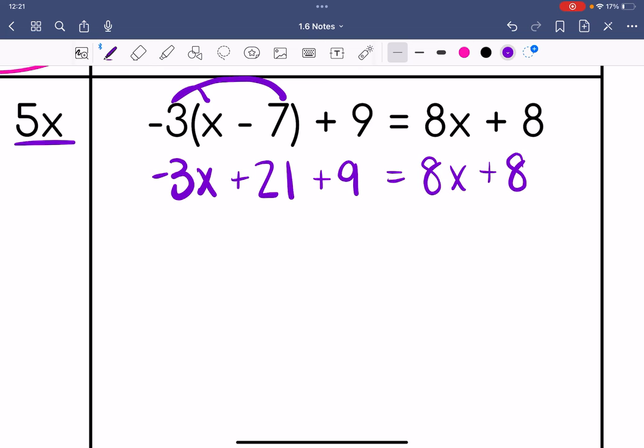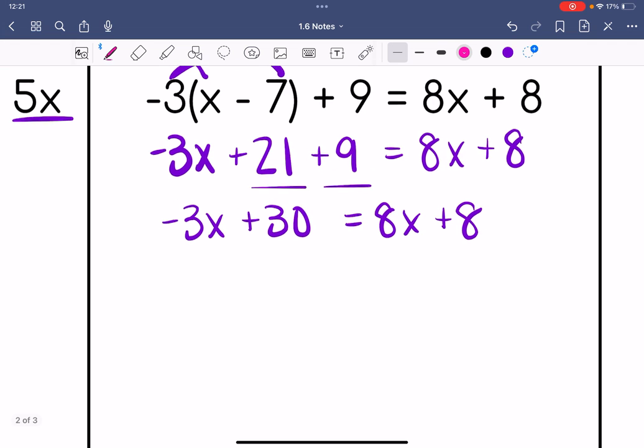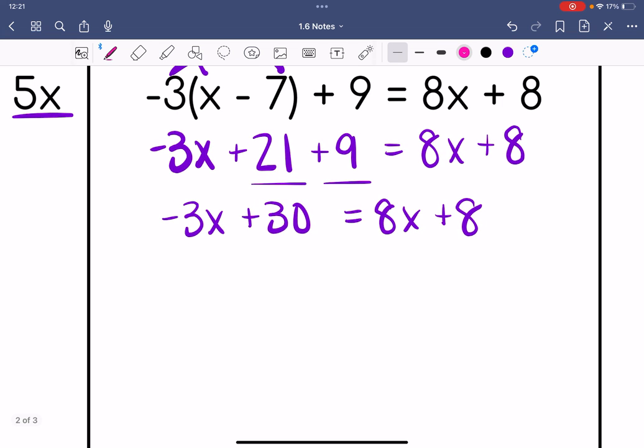Then I can combine my like terms. So this 21 and this 9 can get combined. 21 plus 9 is 30. So I've got -3x plus 30 equals 8x plus 8. Okay, now that I've got each side simplified out to just that term that has a coefficient and a variable and a constant, so two things on each side, I am ready to move everything to one side of the equation.